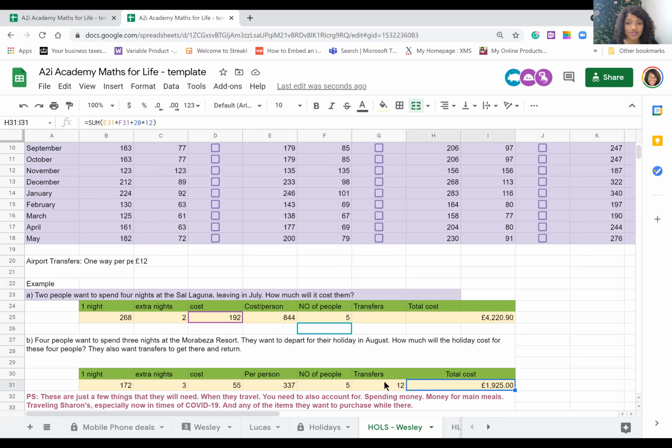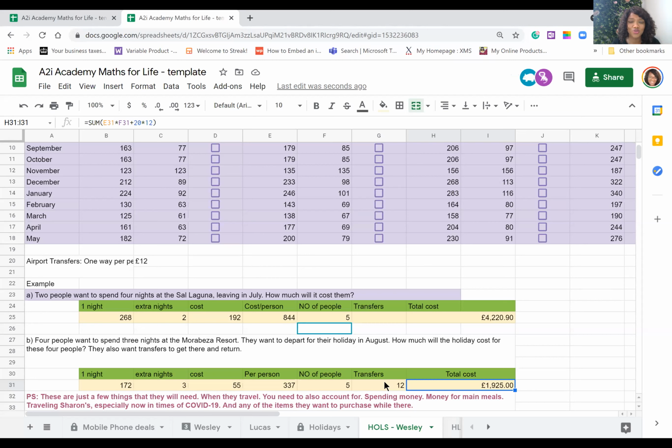Okay, so we said transfers. So we have transfers from home to the airport, yeah? And then you get to the place, you do a transfer from there back again to the hotel. And then when you go back home, you do the same. You get a transfer from the hotel to the airport and from the airport to your home in London. Can you see how easy it is to forget those? They add up. So it's 20 altogether.